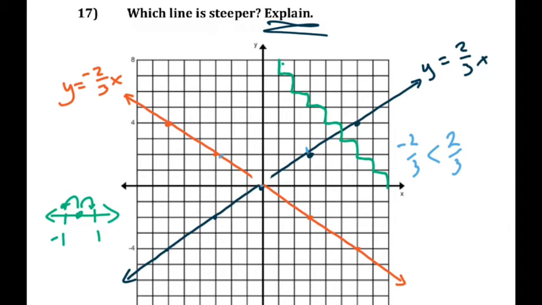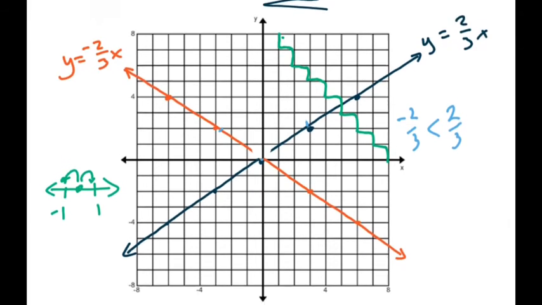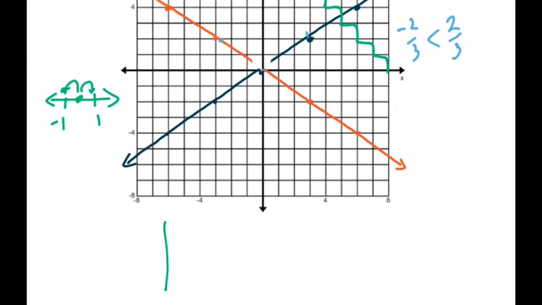And so when I look at the steepness of a slope, to tell which one is steeper, I'm going to look at the absolute value of my slope. And the greater my absolute value of the slope is, then that's going to mean that it's steeper.